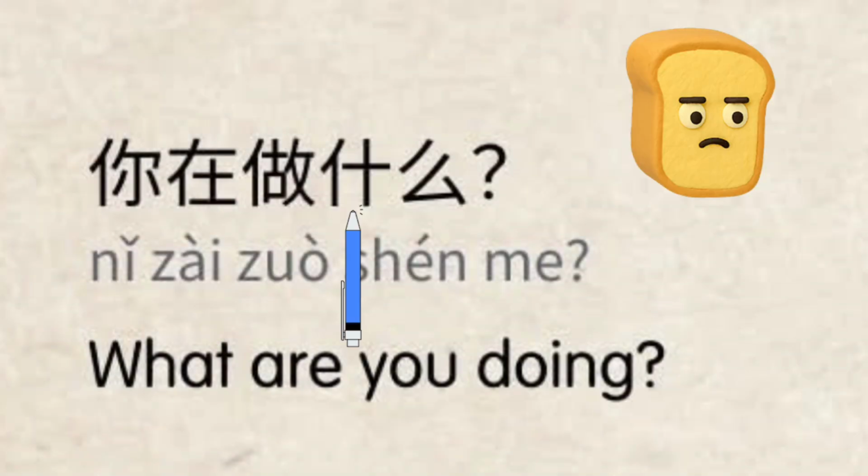你在做什么? What are you doing? Here is our vocabulary which are used to ask something. Let me highlight it. 什么. Yeah, there it is. Hope you learn it. Let's move to our next vocabulary.